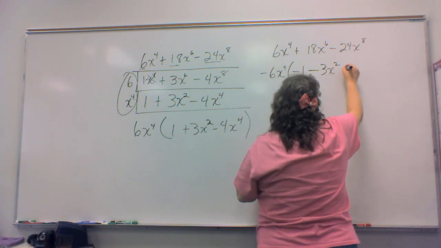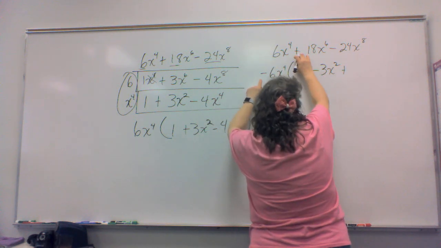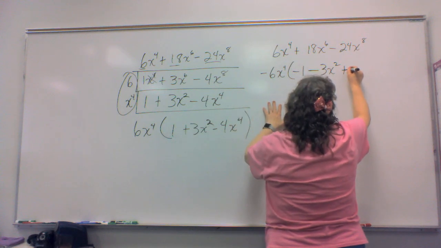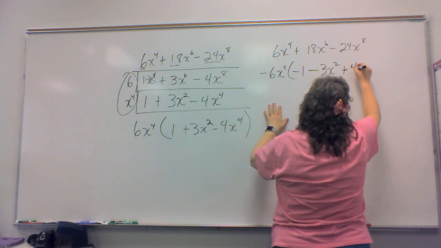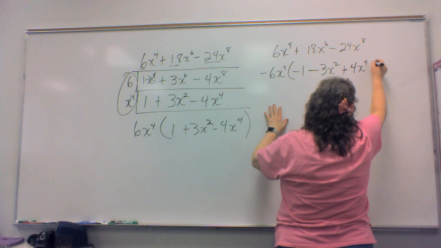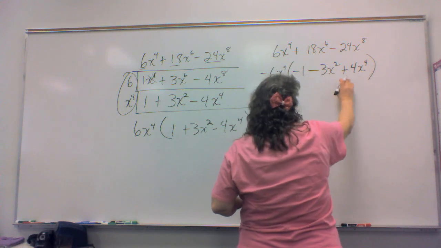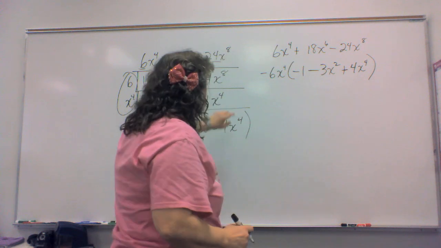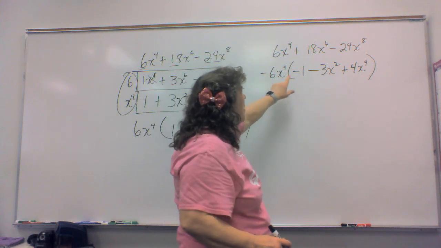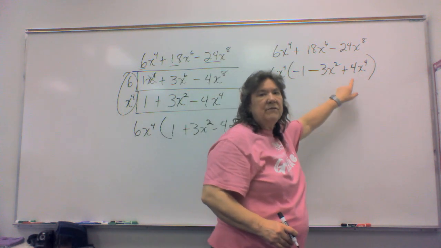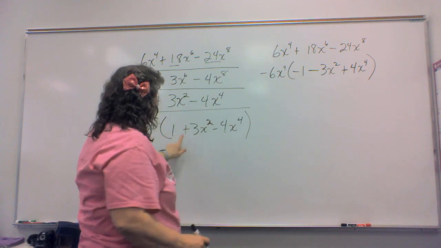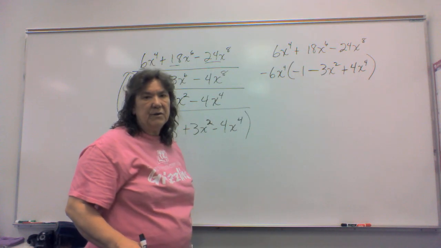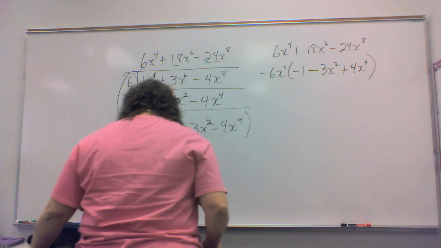And a plus, because negative times negative gives a positive. And a plus 4x to the fourth. And again, negative times a positive gives a negative. So as you see, if you take a negative factor out, all the signs are different from the one where you took a positive factor out. Okay?